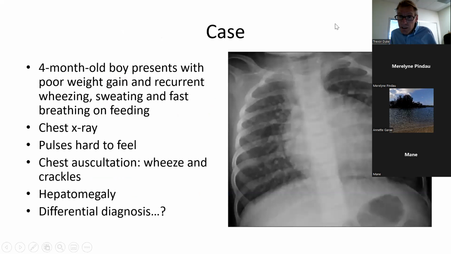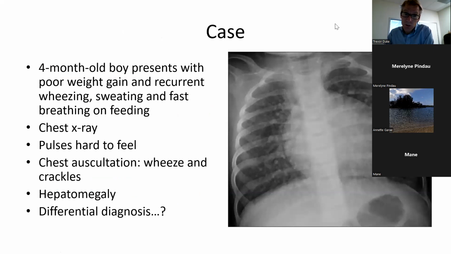So I think it's useful to start with a case, and this is a typical presentation. A 4-month-old boy presents with poor weight gain and recurrent wheezes and sweating and fast breathing whenever he feeds. So he's a breastfed baby. When he feeds, he becomes very sweaty and he pulls off the breast and he gets quite tired. This is his chest X-ray.